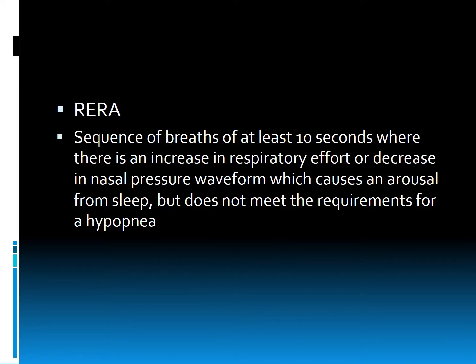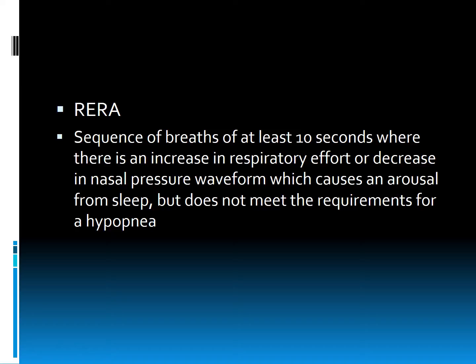RERA is termed a respiratory-related arousal, and this is where there's a sequence of breaths of at least 10 seconds where there is an increase in respiratory effort or a decrease in nasal pressure waveform which causes an arousal from sleep, but does not meet the requirements for a hypopnea. Oftentimes this is upper airway resistance. Oftentimes they're the same thing.